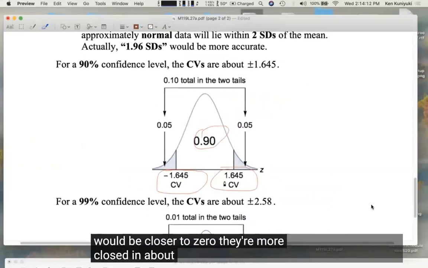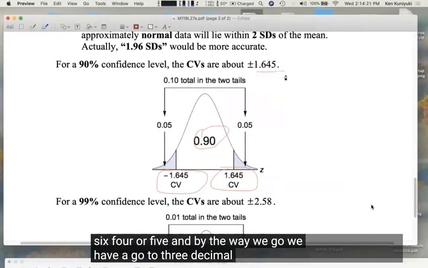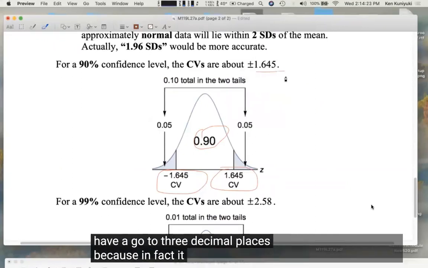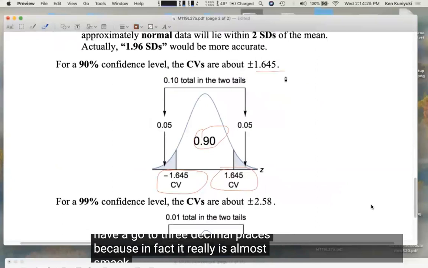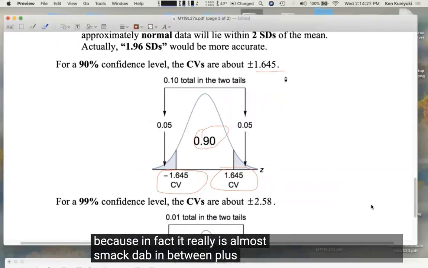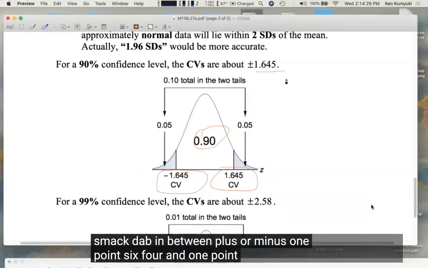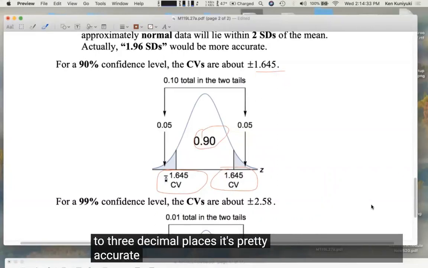They're more closed in, about ±1.645. And by the way, we often go to 3 decimal places because, in fact, it really is almost smack dab in between ±1.64 and 1.65. So to 3 decimal places is pretty accurate.